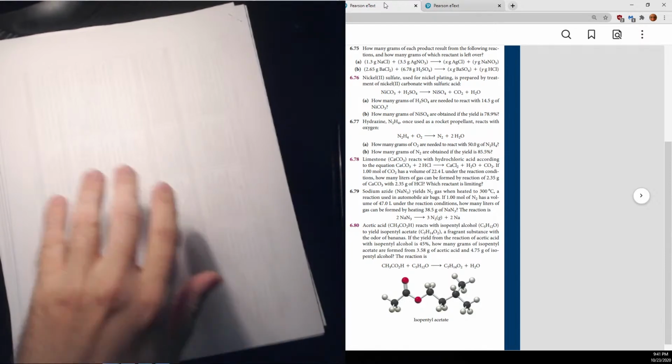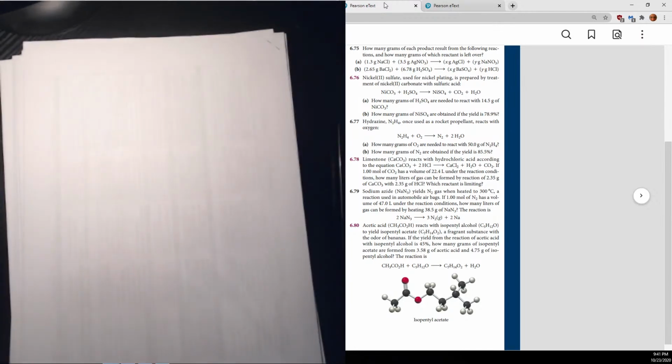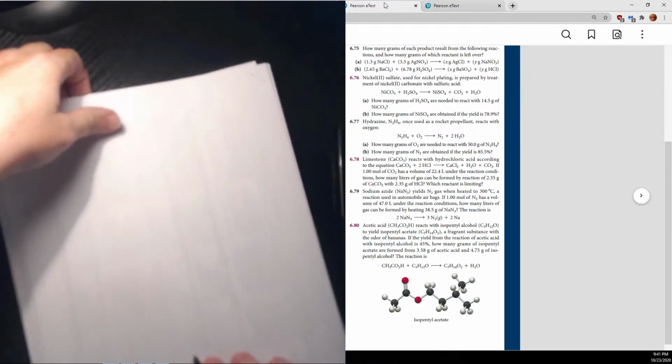All right. 80. Acetic acid reacts with isopentyl alcohol to yield isopentyl acetate, a fragrant substance with the odor of bananas. If the yield from the reaction of acetic acid with isopentyl alcohol is 45%, how many grams of isopentyl acetate are formed from the given amounts? Okay. So let's power through. Power through, pup.